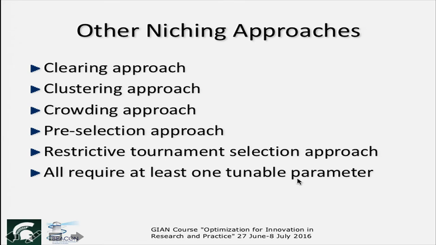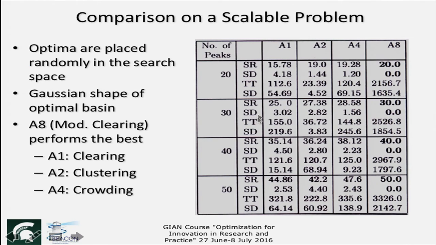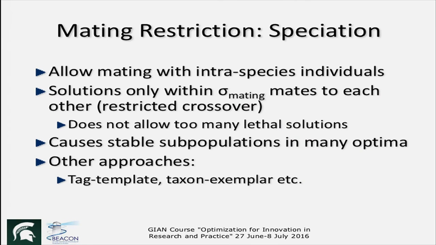After this work was done, people became interested. Some applications also took place in civil engineering and mechanical engineering problems where there are multiple optima. A few other methods also came out, like clearing, clustering, crowding. These are other ways of doing it. Again, I'm not going to go into all of them. There was another student who worked with me on this multimodal thing, and he made a huge comparison with various methods that existed, and he suggested a modified clearing approach, which seemed to work much better. So these are 50 peak problems, 20 peak problems, and this still works.